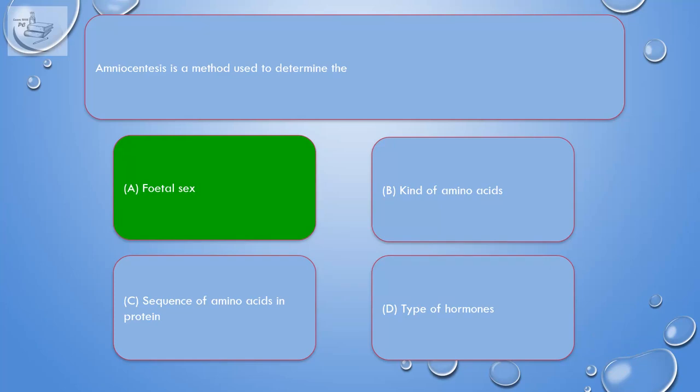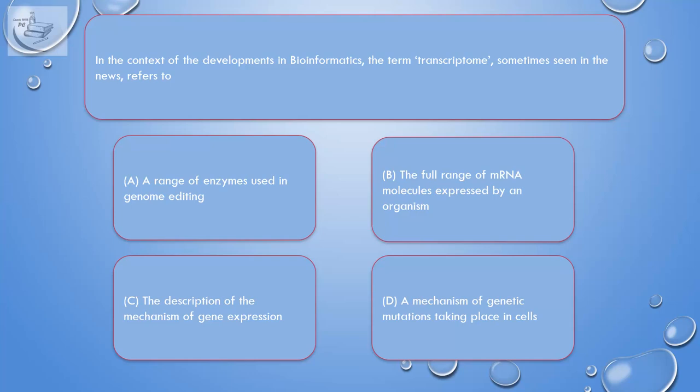Correct answer is A. fetal sex. Question: In the context of the developments in bioinformatics, the term transcriptome, sometimes seen in the news, refers to A. a range of enzymes used in genome editing, B. the full range of mRNA molecules expressed by an organism, C. the description of the mechanism of gene expression, D. a mechanism of genetic mutations taking place in cells.